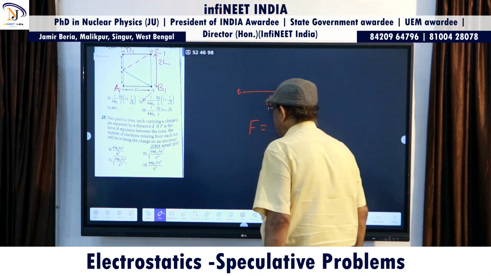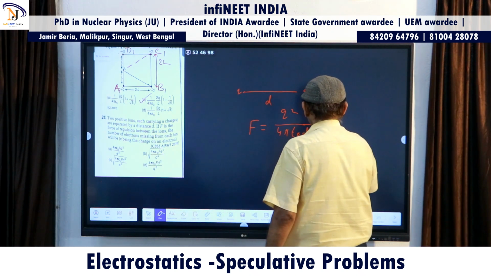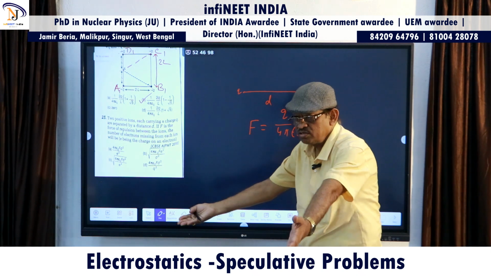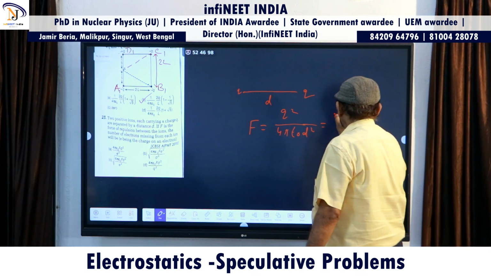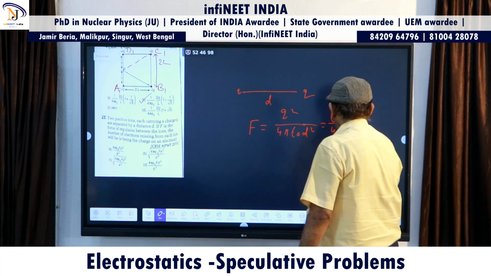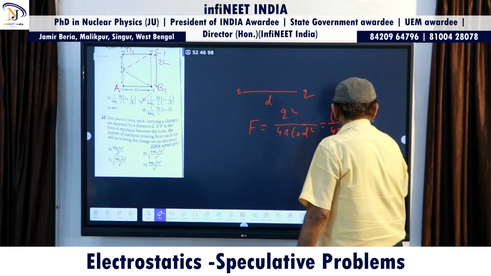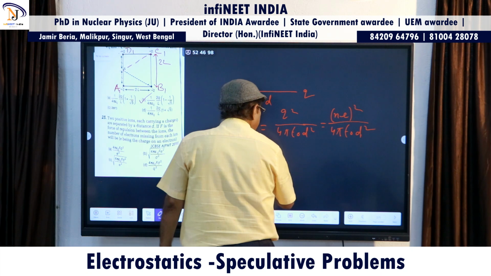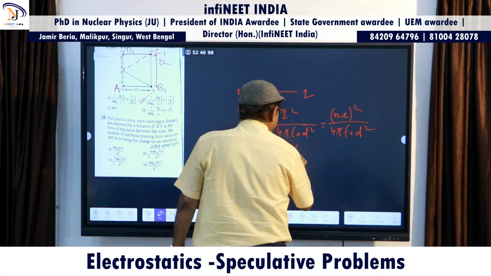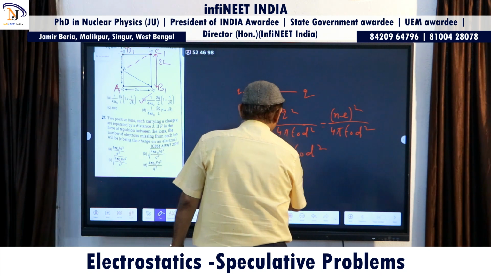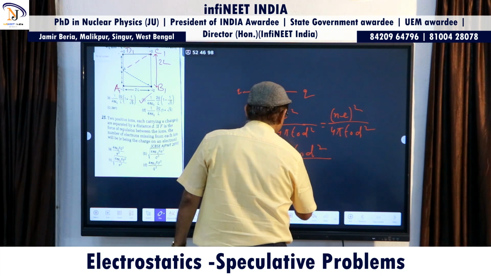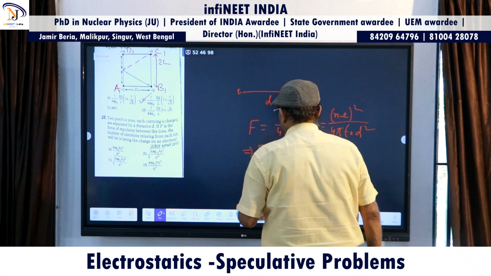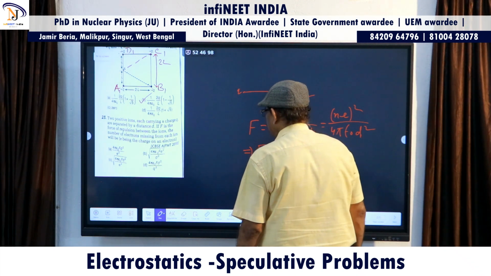What you have to find? n. You have to find n. The q square means loss of charge, means the total number of charge, the total charge that may be lost. That is n into e square by 4 pi epsilon 0 d square. So what should be the result? F into 4 pi epsilon naught d square by e square. Okay, 4 pi epsilon naught d square into F.